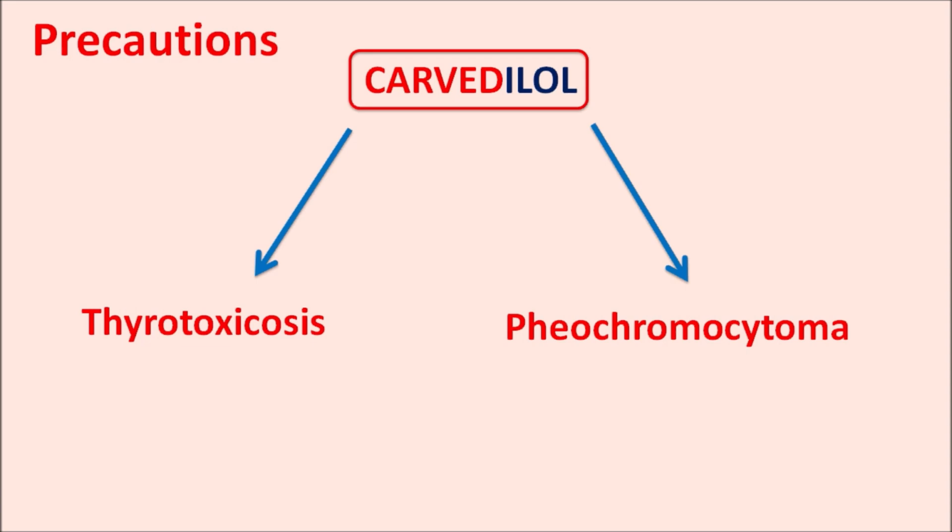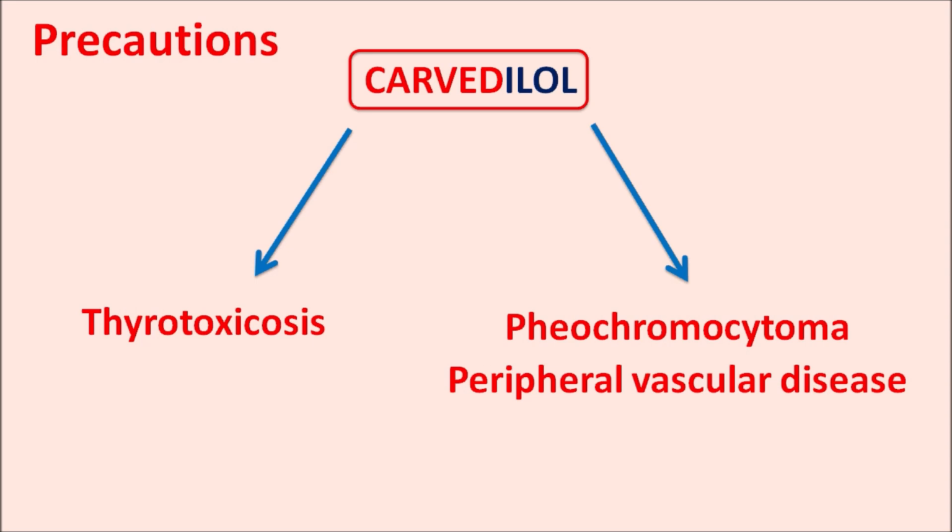Carvedilol can block alpha-1 receptors, but still it can increase the risk of pheochromocytoma. Similarly, this drug can also increase the risk of peripheral vascular disease, even though it has alpha blocker activity. So, a fluctuation of any inhibition may result in increased risk of pheochromocytoma and peripheral vascular disease in the patients.